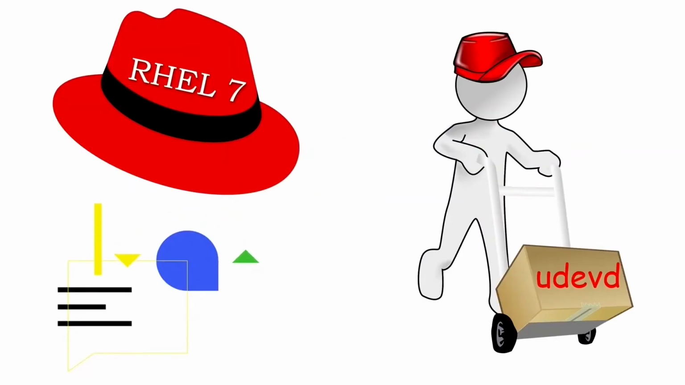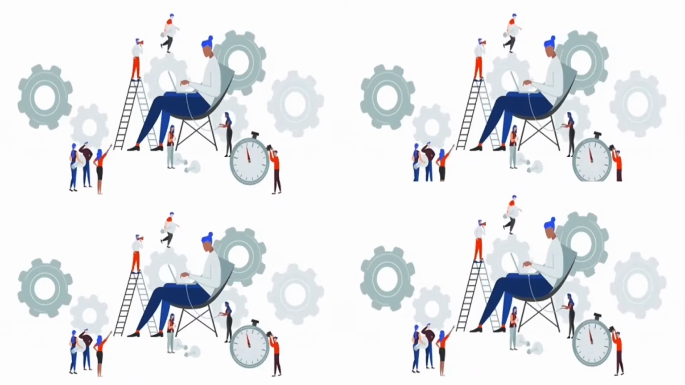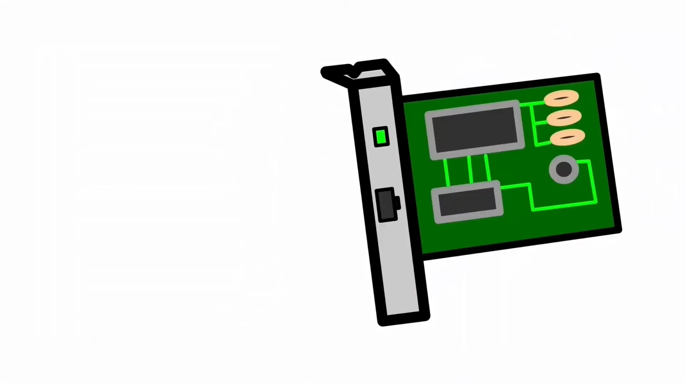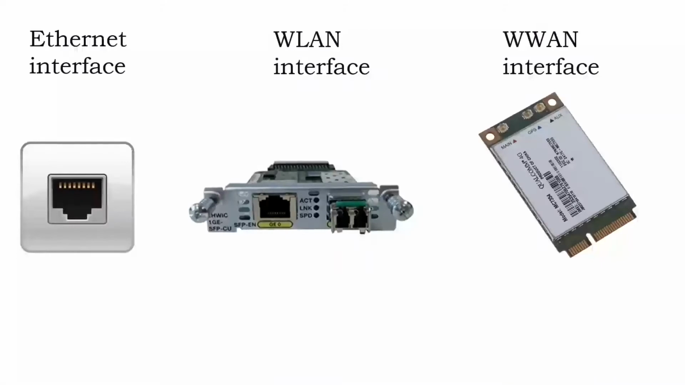Starting from RHCSA, the udevd service provides the default naming scheme for network interfaces. This service uses many rule sets to assign a unique name to each interface. To generate a unique name for an interface, it uses the device firmware, location, topology, and type. In the generated name, the first two letters represent the device's firmware. For example, Ethernet interfaces begin with EN, WLAN interfaces begin with WL, and WAN interfaces begin with WW.